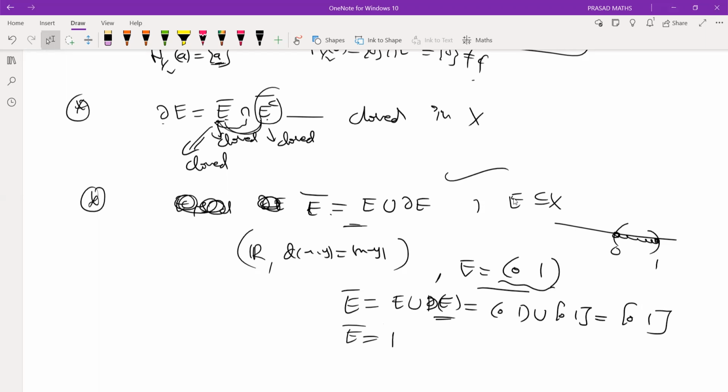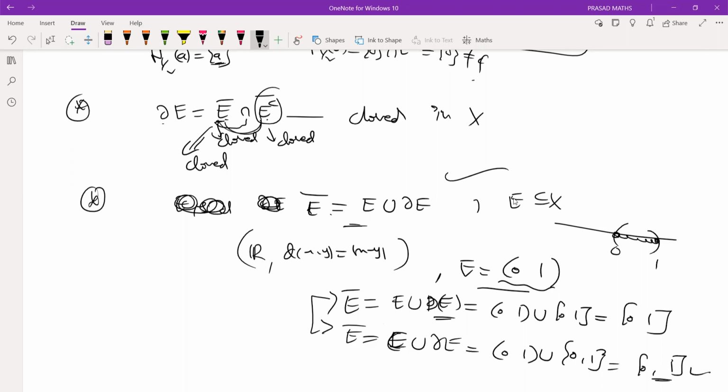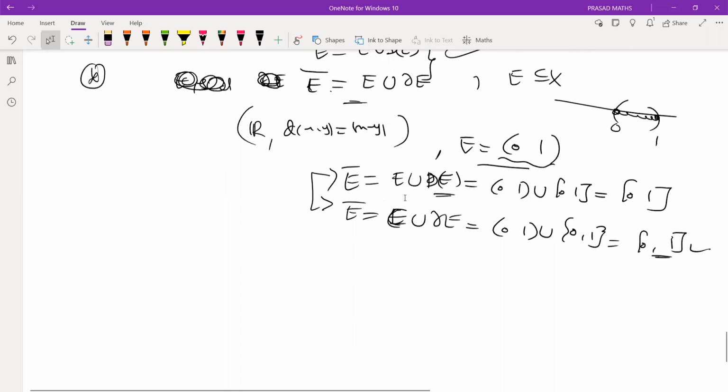According to this problem, what is my closure? E union its boundary. What is E? Open 0 1. What is the boundary? With respect to usual. So therefore, what is this? Close 0, close 1. So both are same. Is it clear? E closure is nothing but E union its boundary points. That is right. E closure is equal to E union its derived set. That is also right. Both arguments are right. Is it clear?